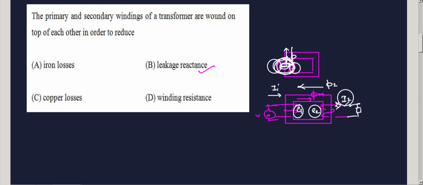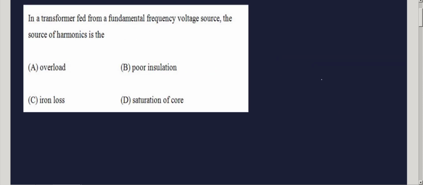Okay, next question. In a transformer fed by a fundamental frequency voltage source, the source of harmonics is: the overload, poor insulation, iron loss, or saturation of the core. So if you see here, we know very well about that. You have saturation nonlinearity and hysteresis nonlinearity, both are there.